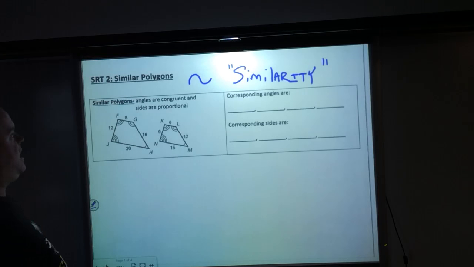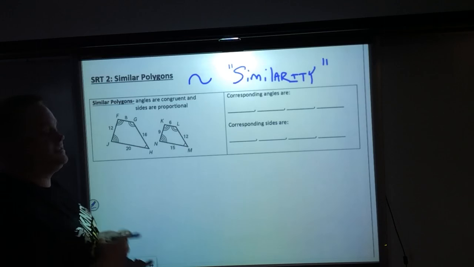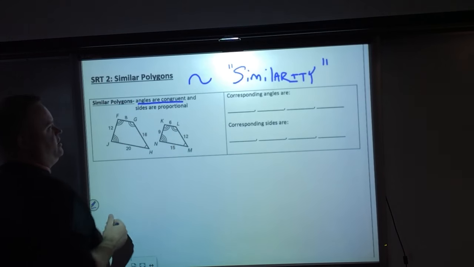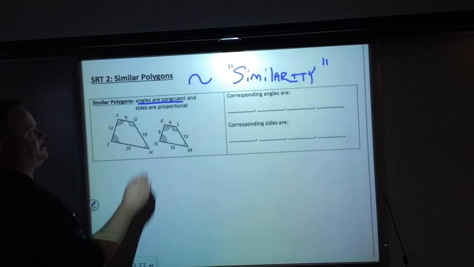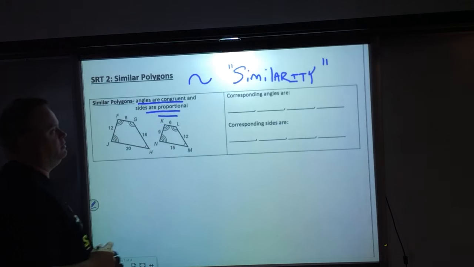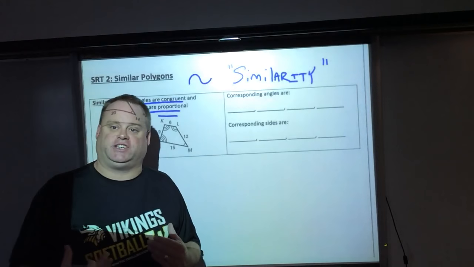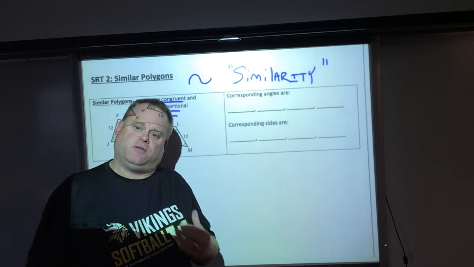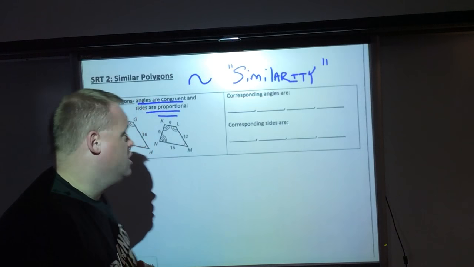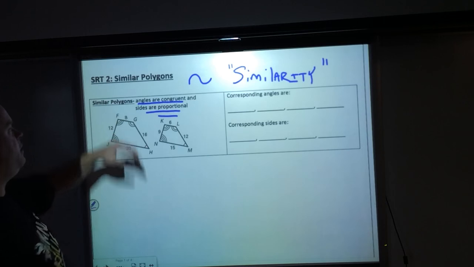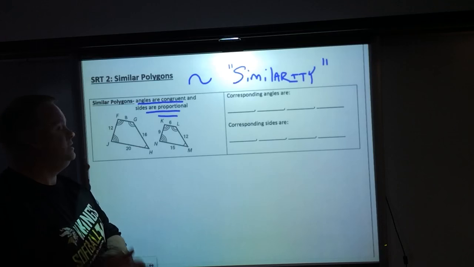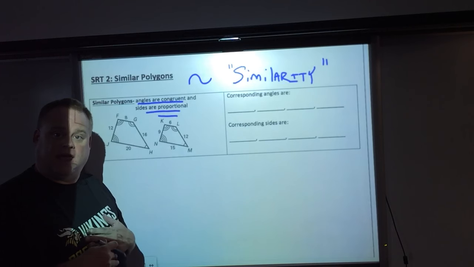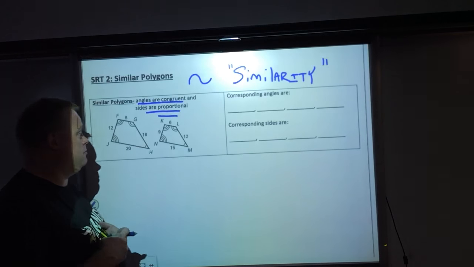Similar polygons: angles are congruent and sides are proportional. This is the key to this. Are the angles congruent and are the sides proportional? We learned about proportions yesterday, which was Friday for us, and this is now Monday. We want to know if our polygons are similar: the angles have to be congruent and the sides have to be proportional.